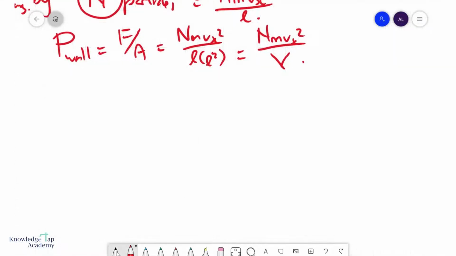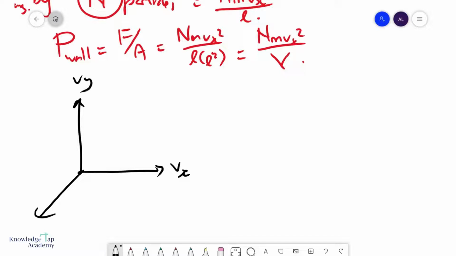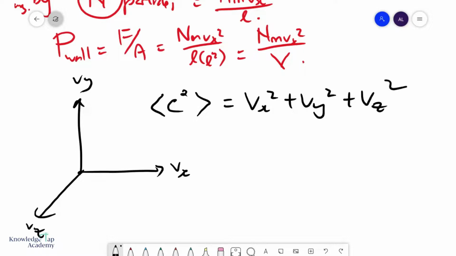Now we are almost there, and what we need to do now is to consider that the particle travels in different directions. So there is a vx, vy, and vz component. And if you want to aggregate all these speeds, we do a vector trick. So we can say the aggregated speed, which we will call the mean square speed, is vx squared plus vy squared plus vz squared. And because the particles are in constant random motion, these components are all approximately the same.